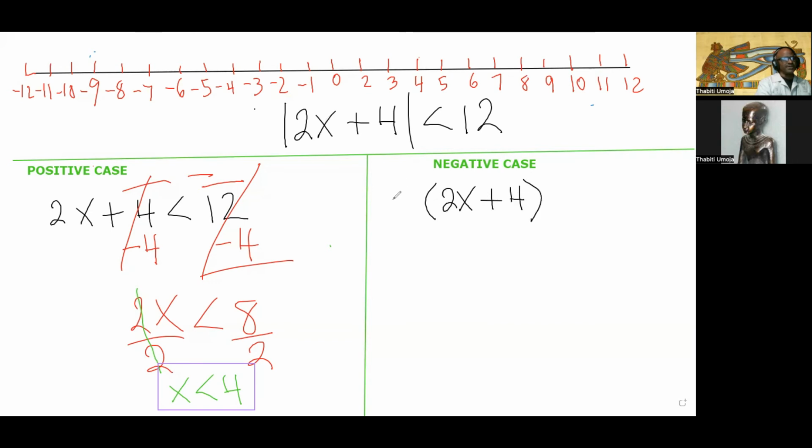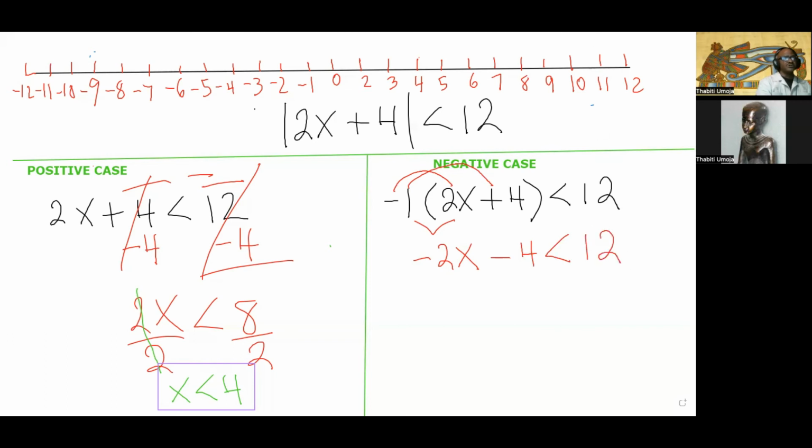And then remember, on the outside, we're going to have a negative 1. And then we continue to write the rest of the problem out. Okay, remember the first thing we do is what's called distributive property. We're going to multiply this by everything inside. So negative 1 times 2x is, yes, negative 2x. Negative 1 times a positive 4 is, yes, negative 4 is less than 12.